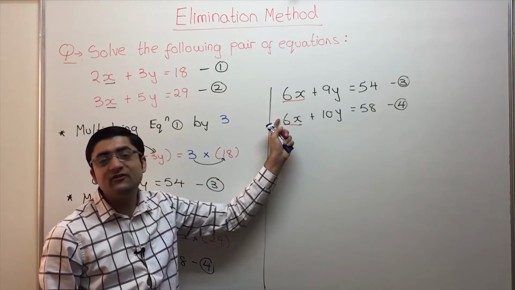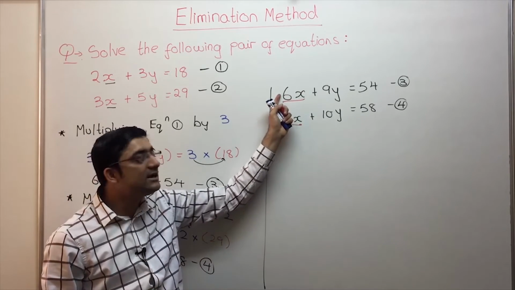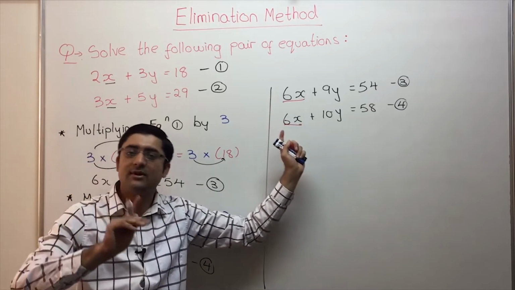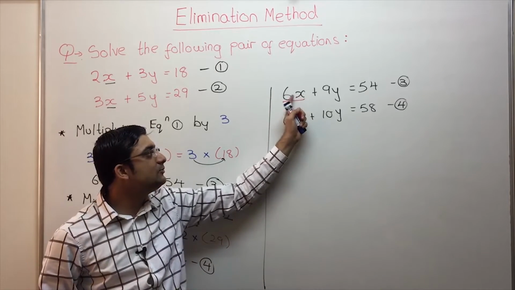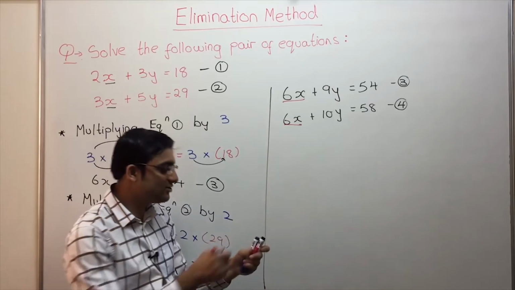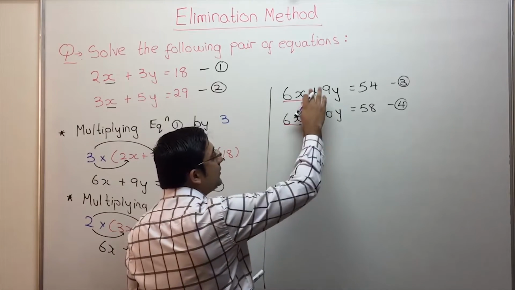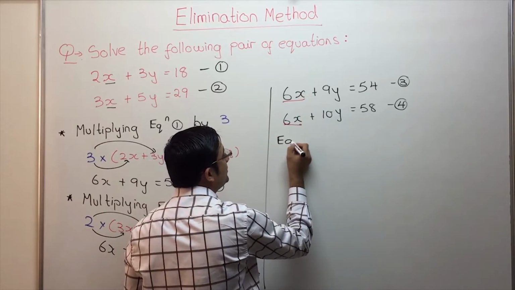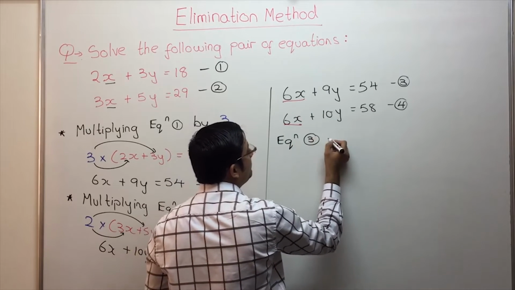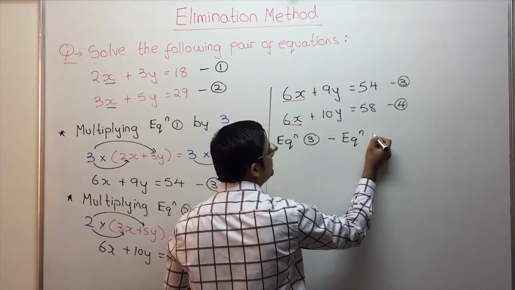See, if both the coefficients have the same sign, say here plus 6, here plus 6, then subtract the two equations. I repeat, since both the coefficients have the same sign, subtract the two equations. So we'll simply do equation 3 minus equation 4.